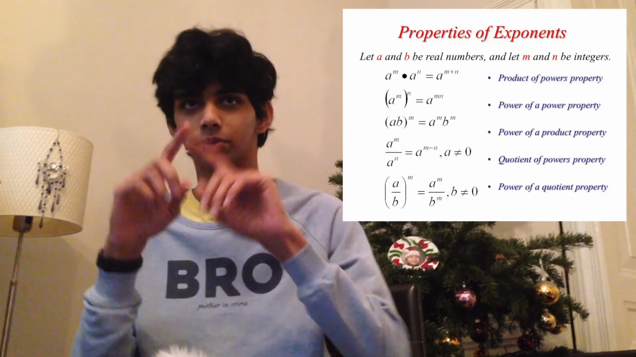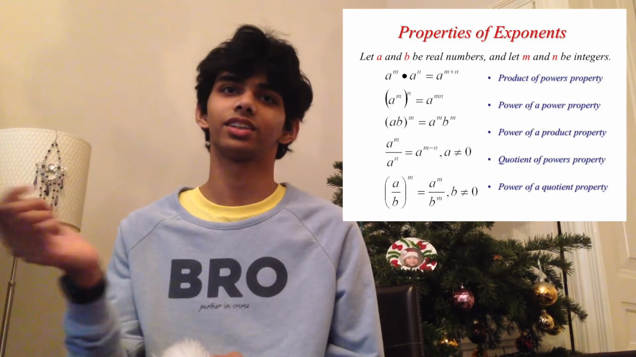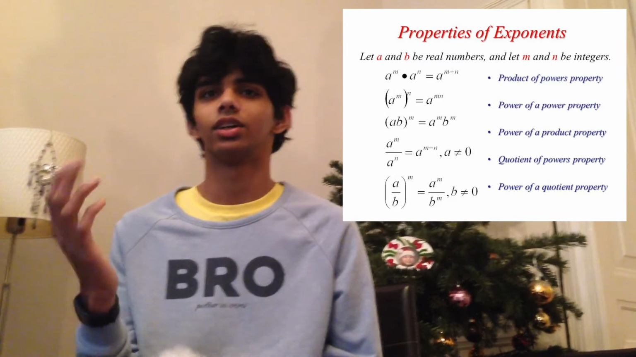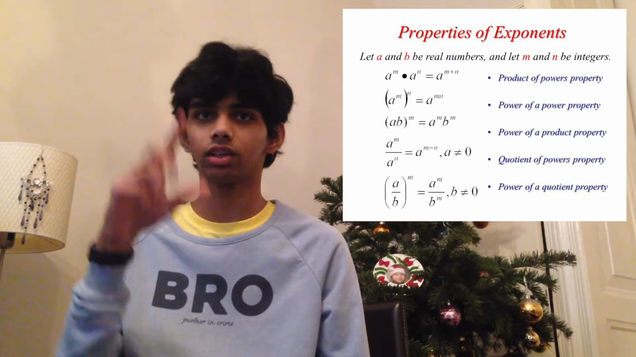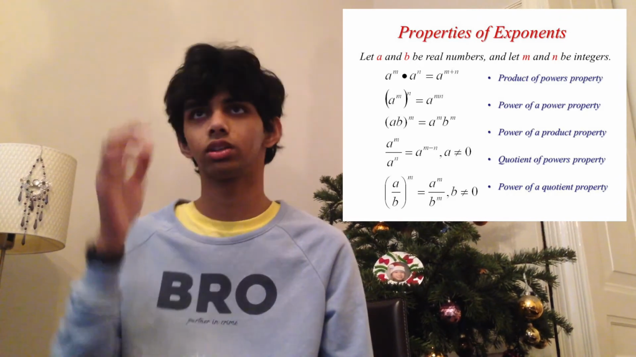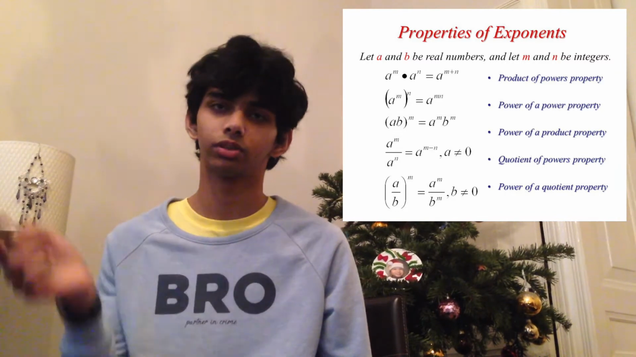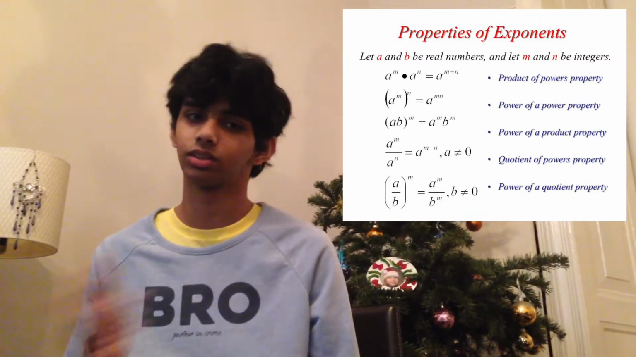Then there is the multiplication in parentheses to the power. So a times b in parentheses to the power of a certain number would result in a to the power times b to the power. Say 5 times 3 in parentheses to the power of 2, then we would have 5 to the power of 2 times 3 to the power of 2.